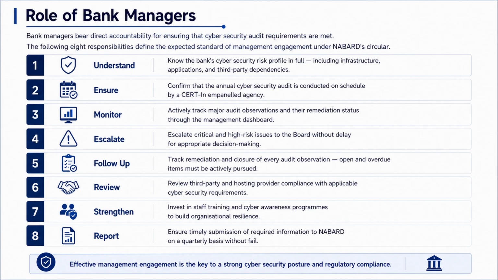Fourth, escalate. Bring critical and high-risk issues to the board without delay. Fifth, follow up. Ensure that every audit observation is actively pursued until closure. Sixth, review. Examine third-party and hosting provider compliance. Seventh, strengthen. Invest in staff training and cyber awareness programs. And eighth, report. Ensure that the required information is submitted to NABARD every quarter without fail. These responsibilities make cybersecurity a continuous management activity.